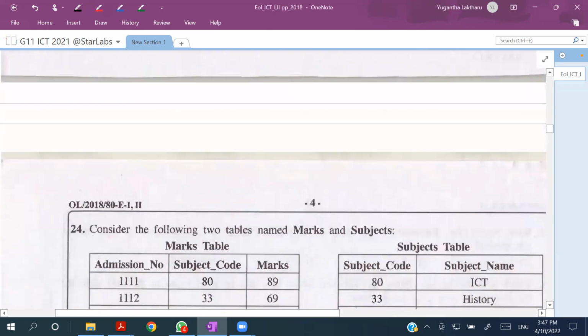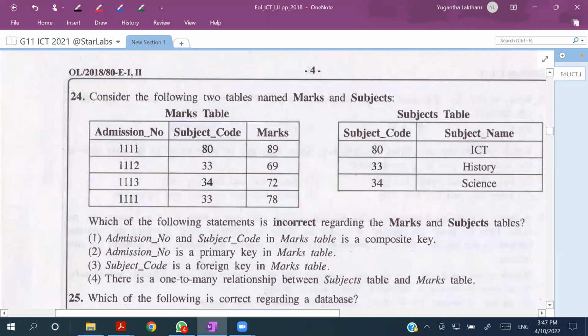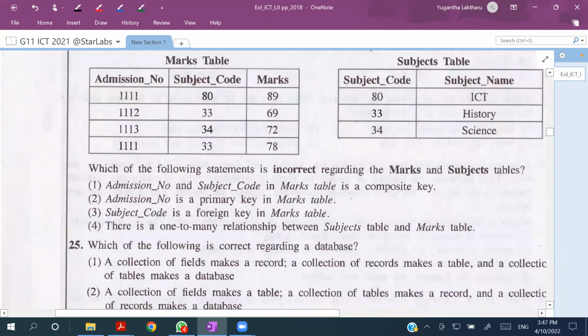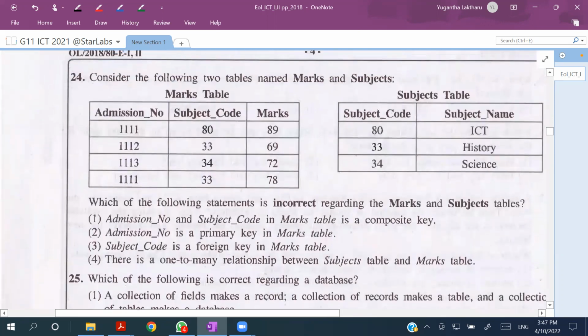Okay, so moving forward, 24th, consider the following two tables named marks and subjects. Marks table, the subject tables are there. Which of the following statements is incorrect regarding the marks and subjects tables? So the first one, admission number and subject code in marks table is a composite key. Admission number and subject code. So they are talking about these two things.